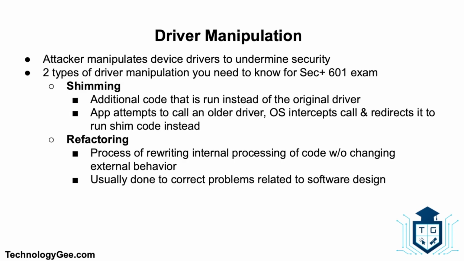Next is driver manipulation. This is when an attacker reaches down into device drivers to manipulate them in ways that undermine security. Two types of driver manipulation that you need to be concerned with for the Security Plus 601 examination are shimming, which is additional code that could be run instead of the original driver. So when an application attempts to call an older driver, the operating system intercepts the call and redirects it to run the shim code instead. And then you have refactoring. This is the process of rewriting the internal processing of the code without changing its external behavior. It is usually done to correct problems that are related to software design.